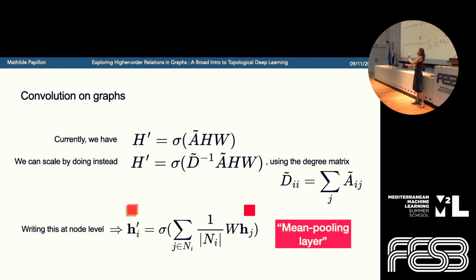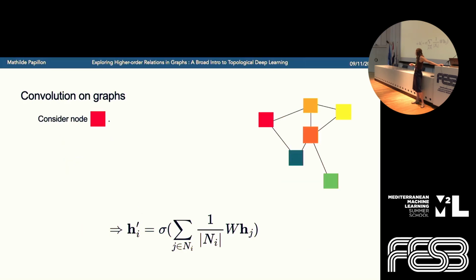That's your first graph convolution. You might look at this and think, okay, great. Can we make this better? Yes, absolutely. So the first thing that you can consider is the scaling. So let's say we pick the red node.